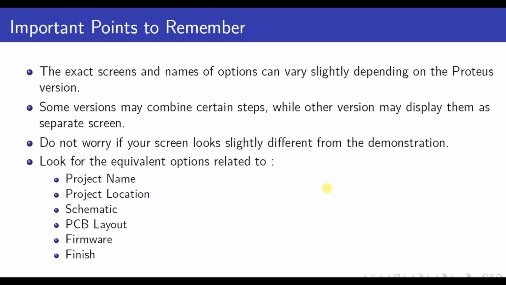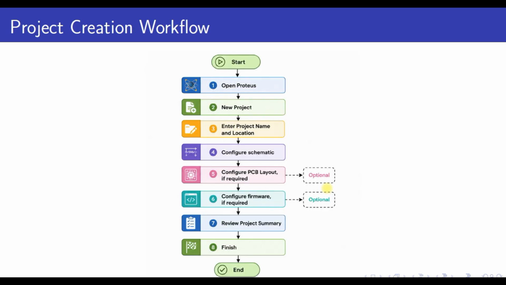Now, to complete this, we will finally discuss the project creation workflow. As you can see from this diagram, the project creation workflow consists of, first, opening Proteus. Once you open Proteus, click on New Project. In the New Project wizard, you have to enter the project name and project location. After that, you have to configure the schematic. Then on the next screen, you have to configure your PCB layout if required. If you want to create the PCB layout, then you have to click on Create PCB. Otherwise, you can skip this step.